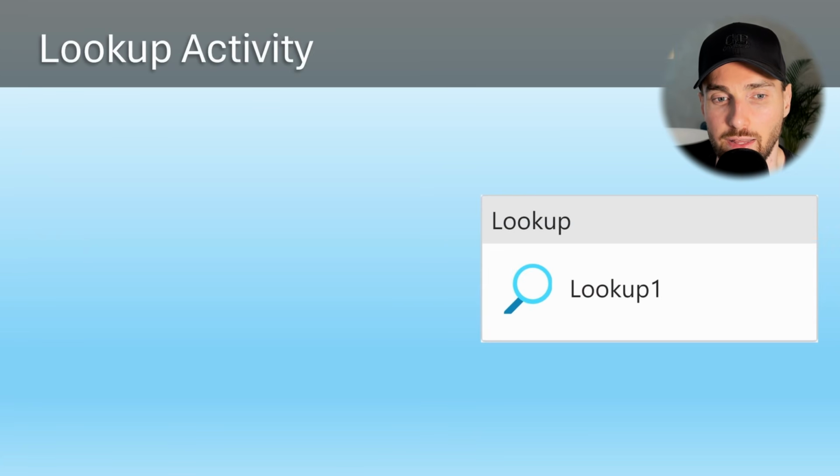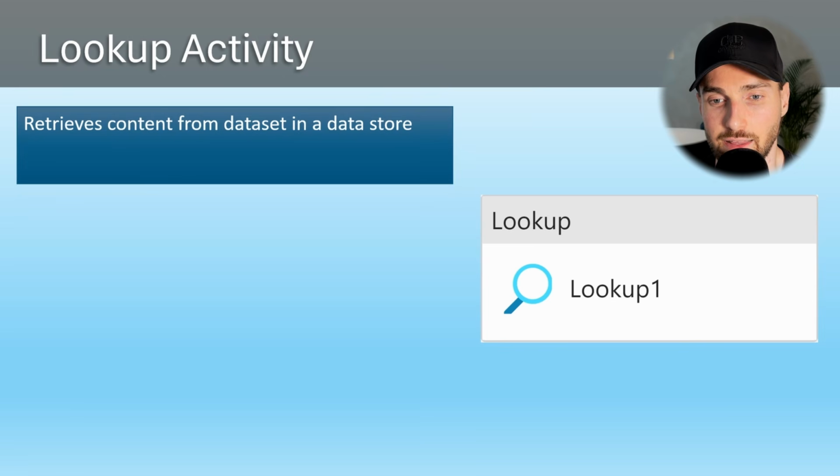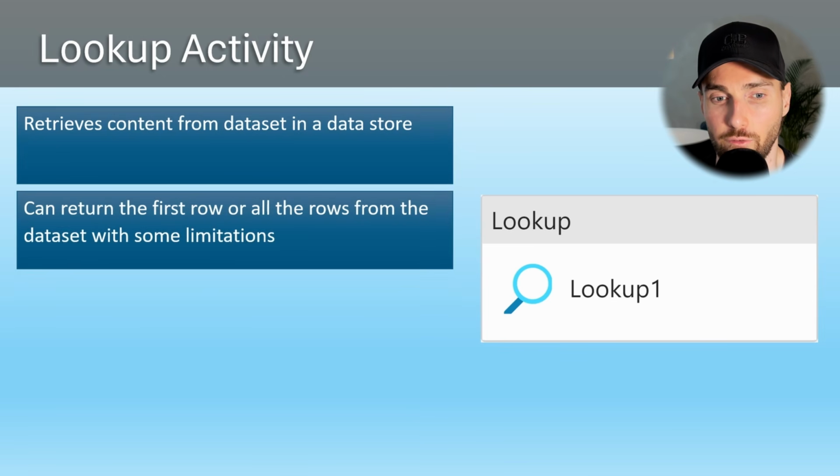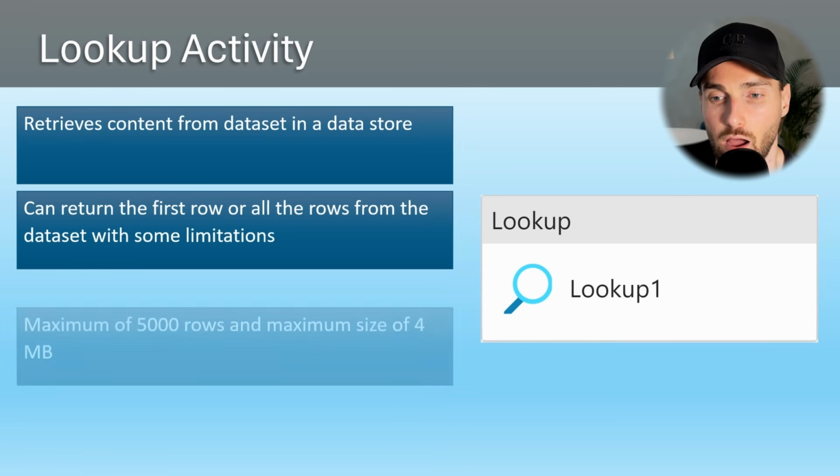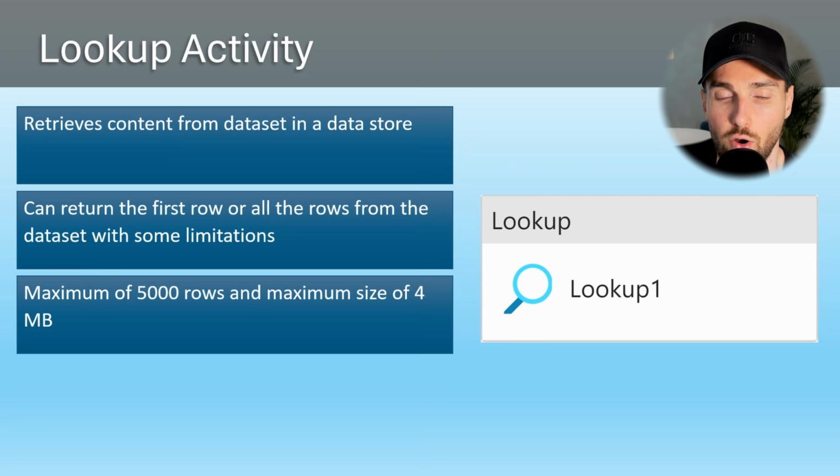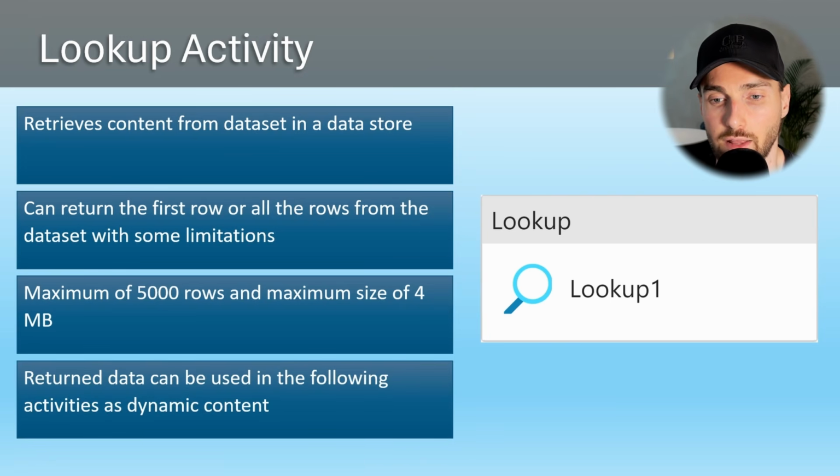Now let's take a closer look at how the lookup activity works in data pipelines. The lookup activity can retrieve contents from a dataset that is sitting in some data store. It has two options: to retrieve the first row from the dataset or retrieve all the rows from the dataset. However, there are some limitations on how much data the lookup activity can return: a maximum of 5,000 rows and a maximum of 4 megabytes. After the lookup activity runs, the contents of its output can be used in the following activities as dynamic content.